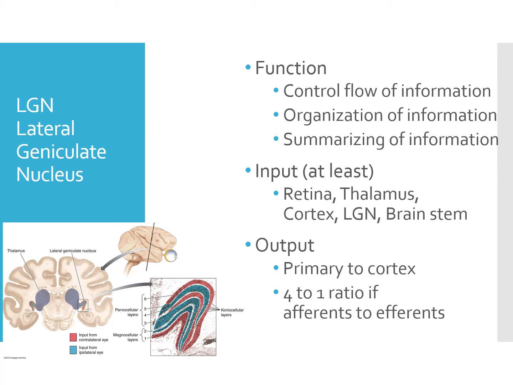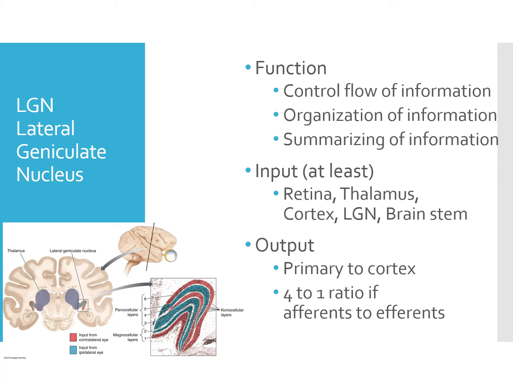Okay, and again, the output is primarily to the cortex, to the primary visual cortex, and we see this 4-to-1 ratio of afferents to efferents. So again, the afferents are arriving fibers. So 4 arriving fibers for every 1 exiting or efferent fiber going to the primary visual cortex.